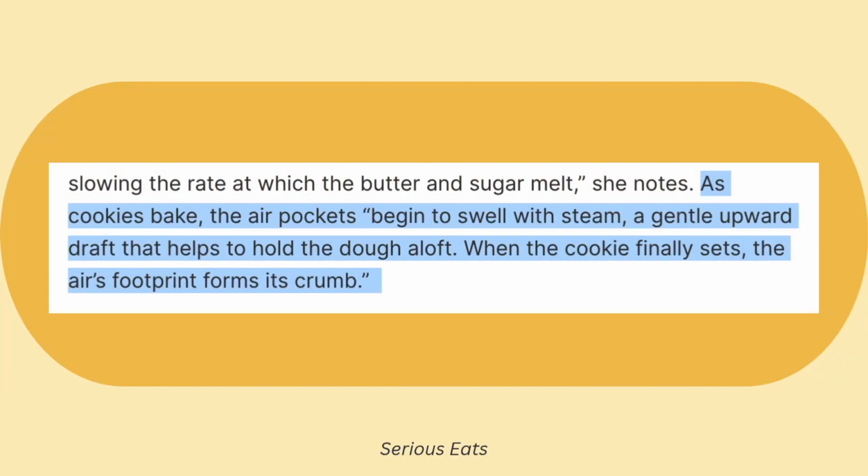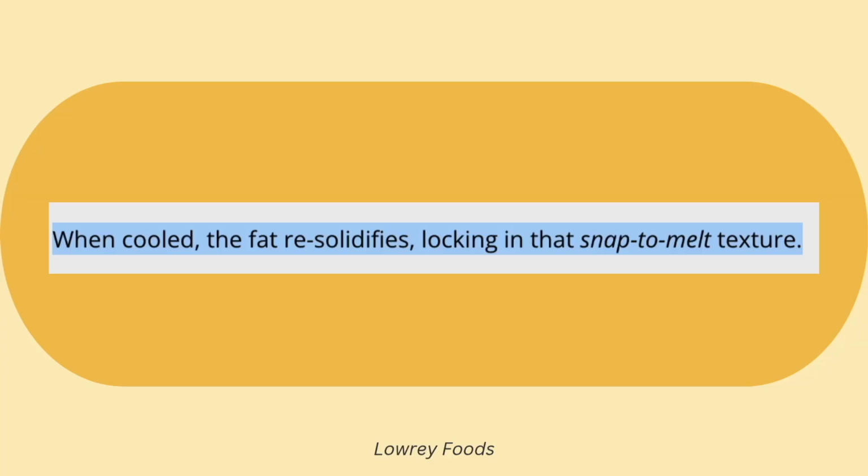According to a Serious Eats article before their own recipe for shortbread, as cookies bake, the air pockets begin to swell with steam, a gentle upwards draft that helps hold the dough aloft. When the cookie finally sets, the air's footprint forms its crumb, and Loki Foods states, when cooled, the fat resolidifies, locking in that snap to melt texture.